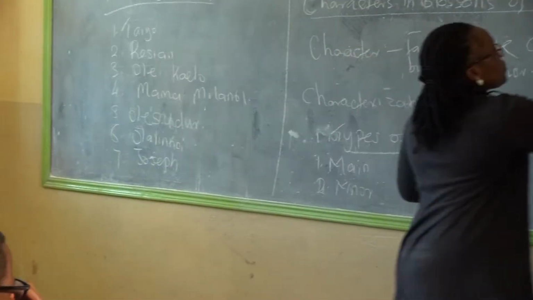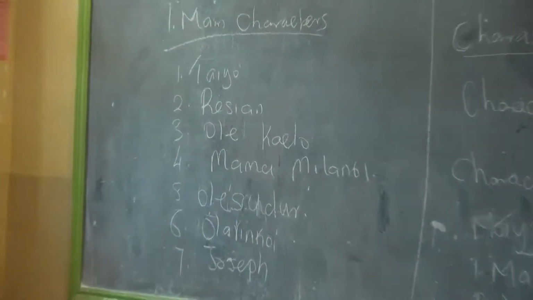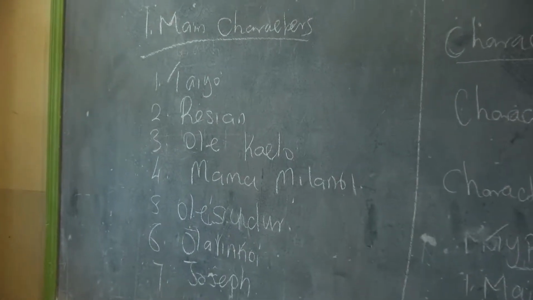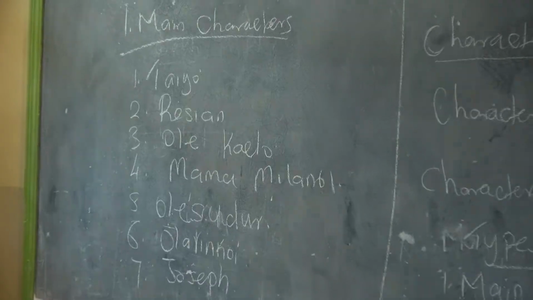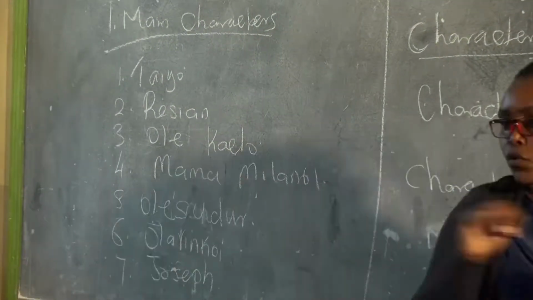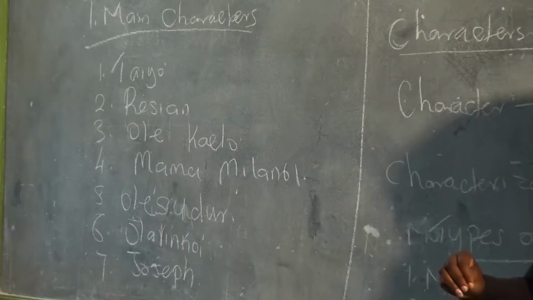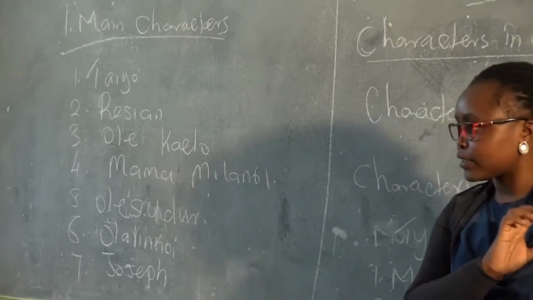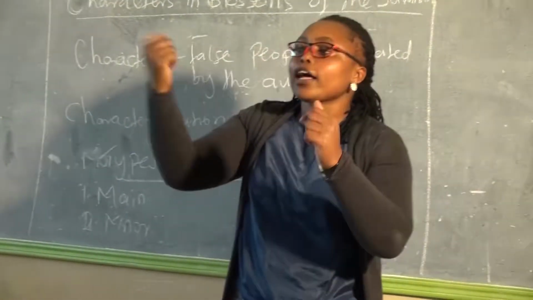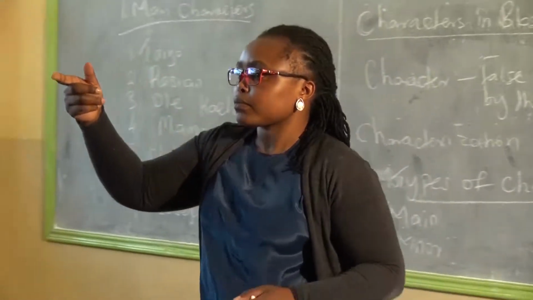So we move to the minor characters. The minor characters are the other people. Frederick.